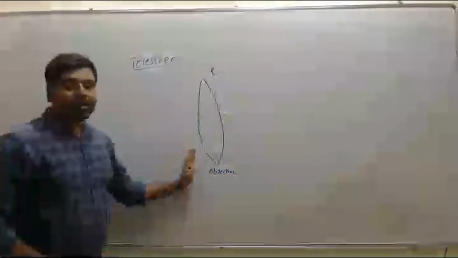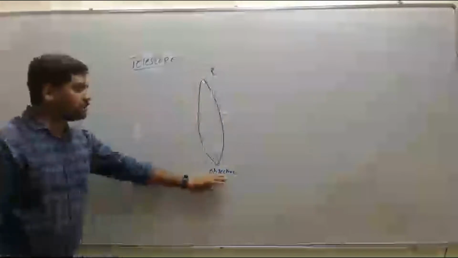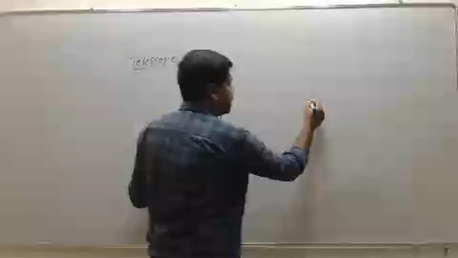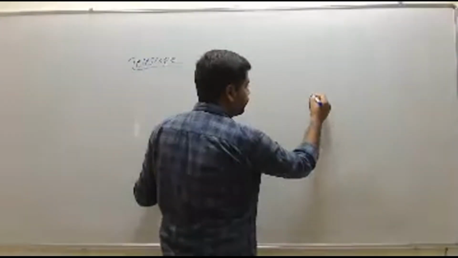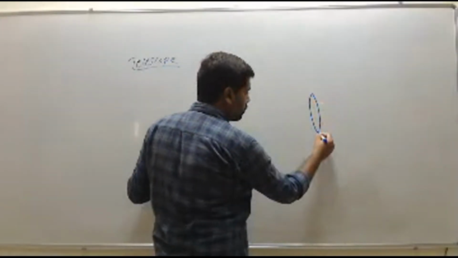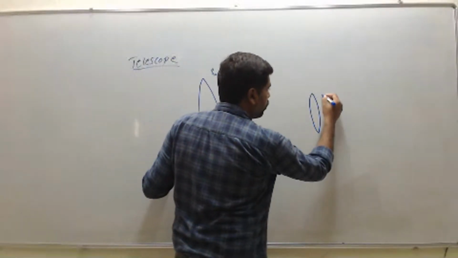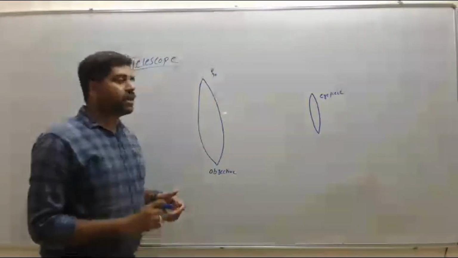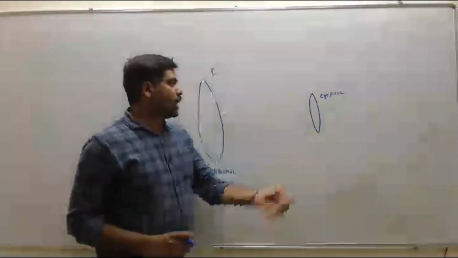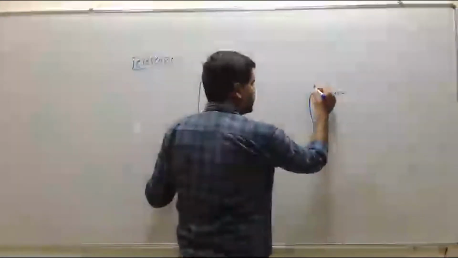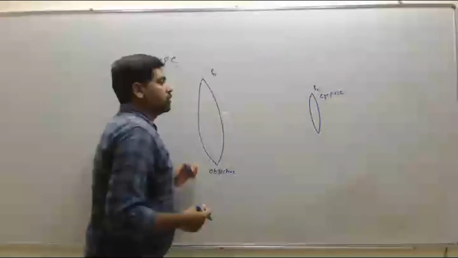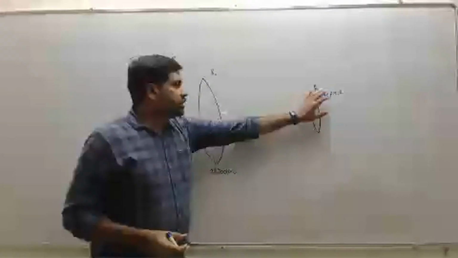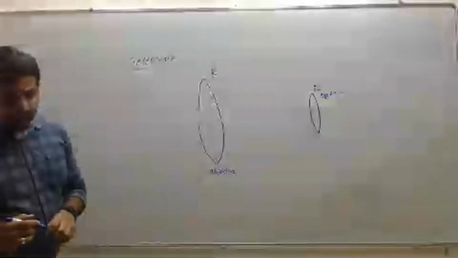Aperture is nothing but the diameter of the lens. The diameter of the objective is more. Another lens we have taken here is called the eyepiece. The lens which is nearer to the eye, we call the eyepiece. Its aperture is very small, and its focal length is also small. So the objective focal length is f0 and the eyepiece focal length is taken as fe.